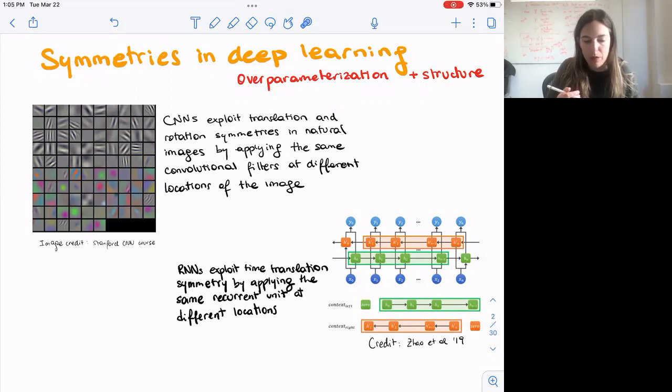problems, or both. So for instance, convolutional neural networks implemented some convolution and symmetry, so that if you have a classifier or you're learning features, they are invariant with respect to small translations or rotations or deformations of your images, by applying the same convolution filters at different locations of images, say. Recurrent neural networks also exploit some sort of symmetry, the time translation symmetry, by applying the same recurrent units at different locations of text.